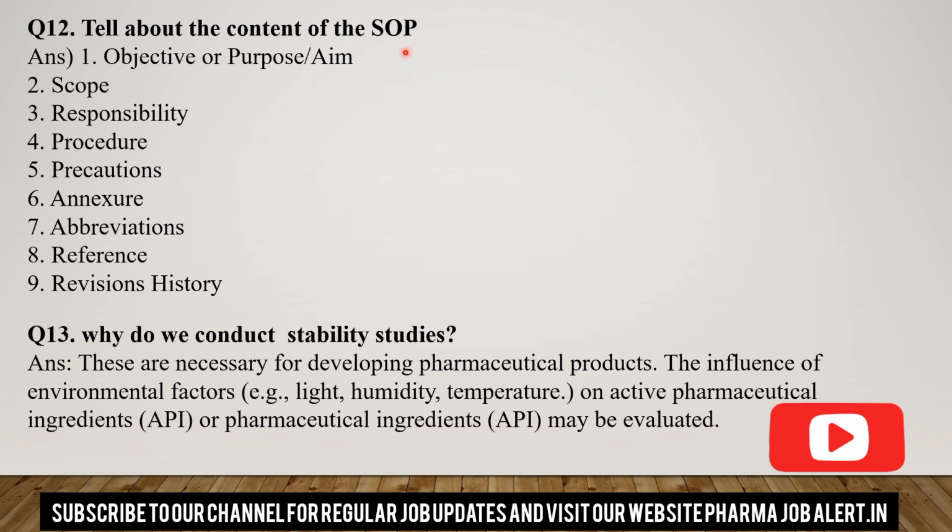So tell me about the content of SOP. Whenever you get this question, you can answer like this: the objective or purpose or aim, scope, responsibilities, procedure, precautions, annexure, abbreviation, references, revision history, etc.